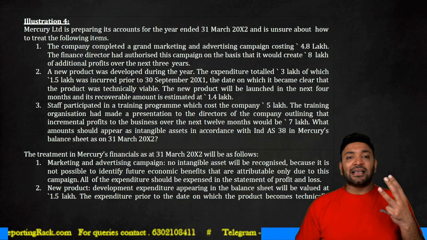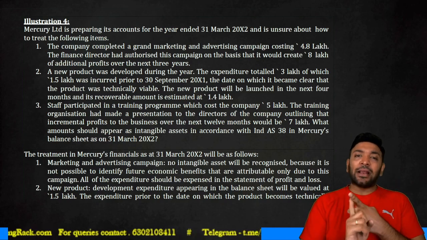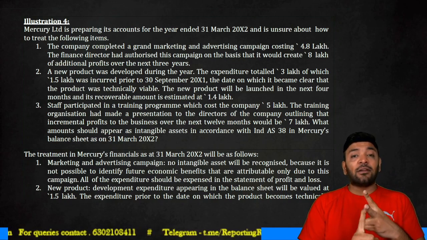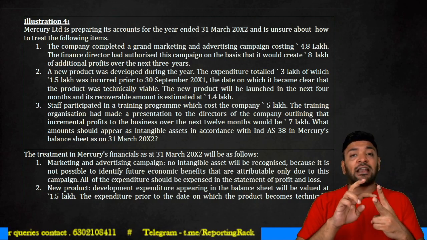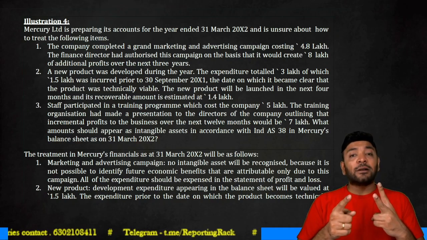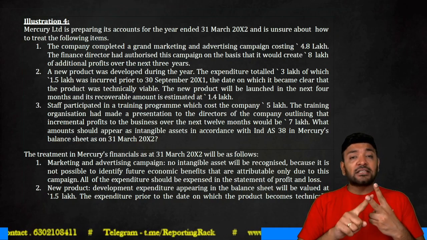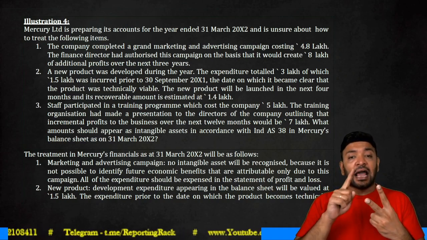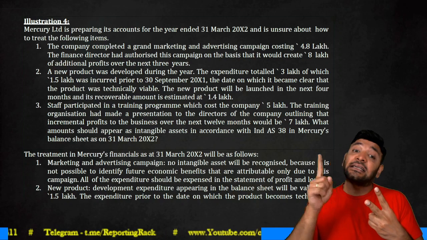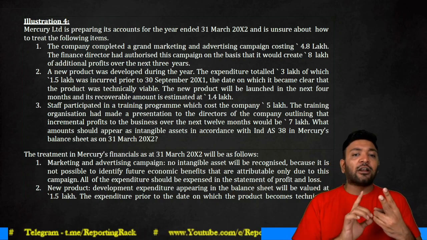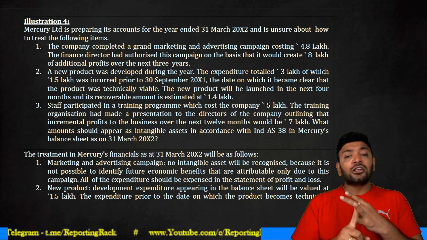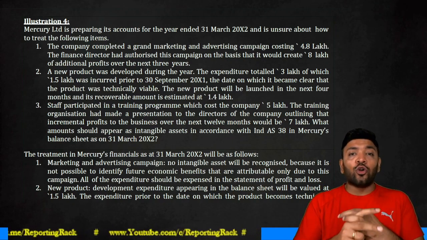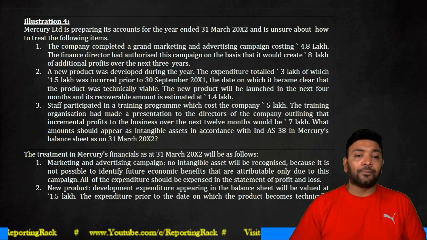In all three cases, first one, advertisement campaign, charged to P&L because it is not identifiable. Next one, research and development phase, research expenditure charged to P&L 1.5 lakhs. Development expenditure capitalized 1.5 lakhs. But since the recoverable amount is only 1.4 lakhs, 10,000 should be charged to P&L as impairment loss as per Ind AS 36, not 38, impairment of asset. Staff training cost should be charged to P&L since the enterprise lacks control over this intangible asset created.